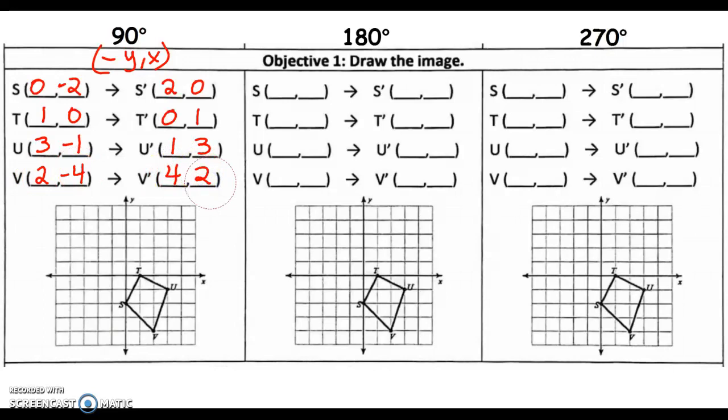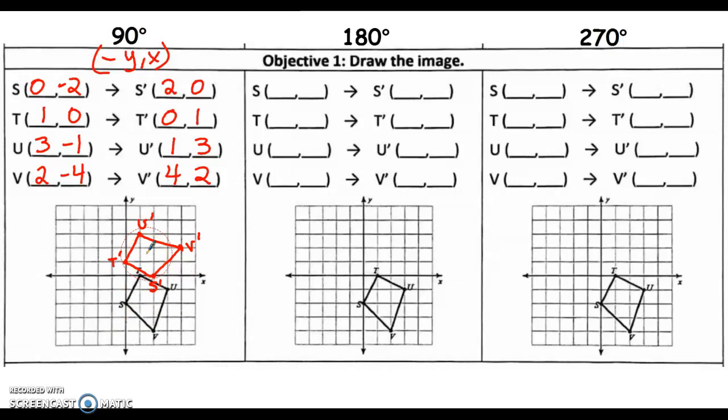Now that you have identified the ordered pairs, now you need to draw the figures. So we're simply going to plot these ordered pairs and label them. So we have 2, 0. This is S prime. 0, 1, T prime. 1, 3, U prime. And 4, 2 is V prime. Connect those points together, and you have now rotated this figure 90 degrees.